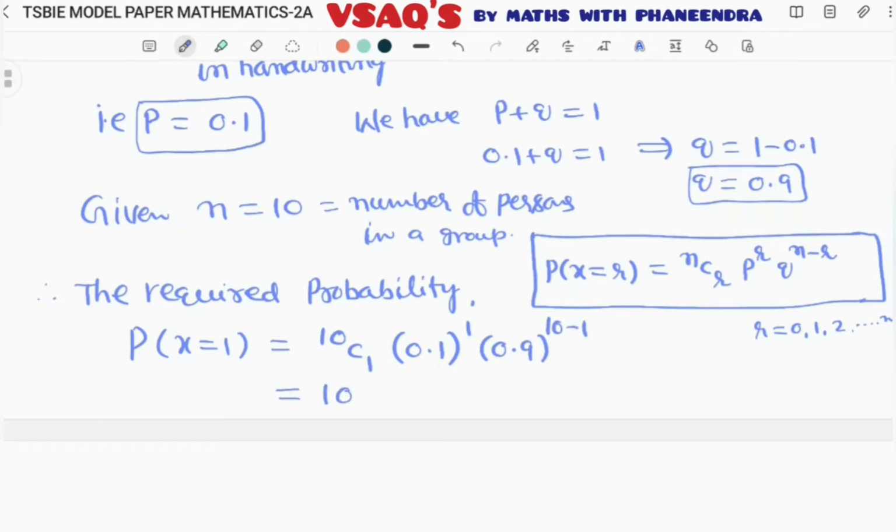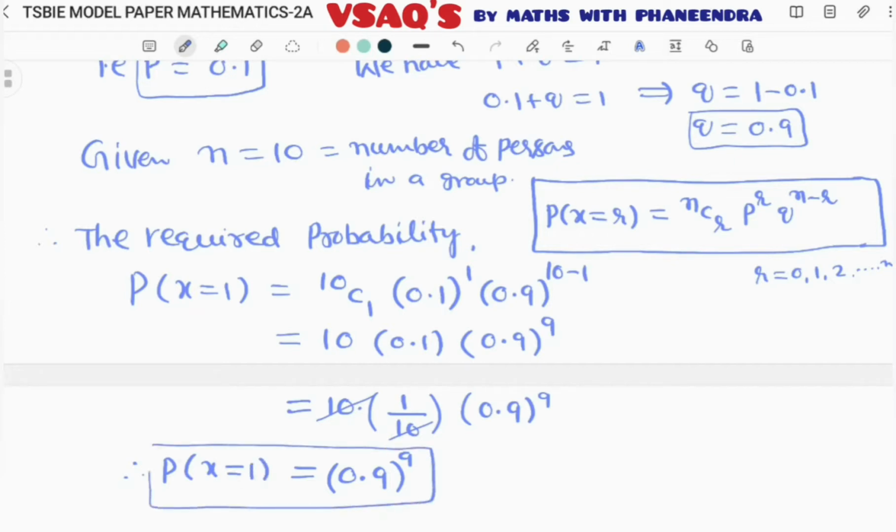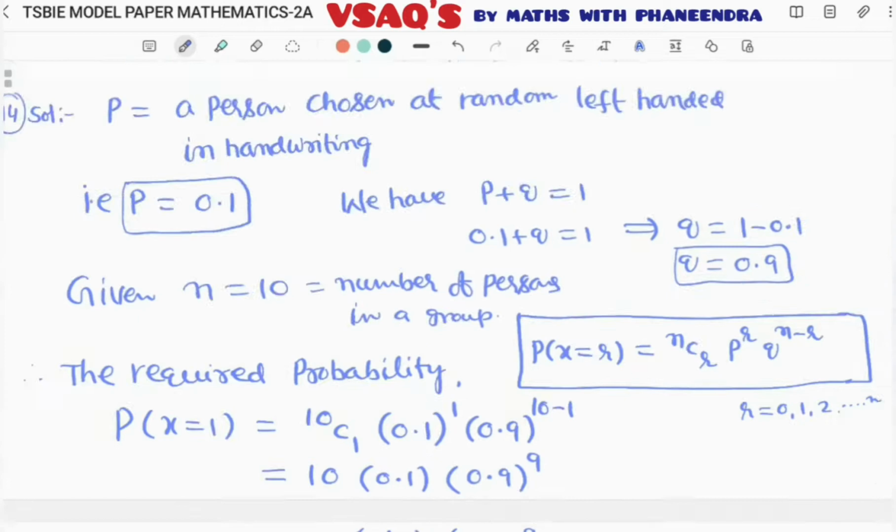10C1 means 10. 0.1 whole power 1 is 0.1. 0.9 whole power 10 minus 1 is 9. So 10 into 0.1 means 1, into 0.9 whole power 9. Here the 10 gets cancelled, which is equal to 0.9 whole power 9. Therefore, the probability of the person who is writing with the left hand, p of x is equal to 1, is 0.9 whole power 9. We'll move on to the next question.